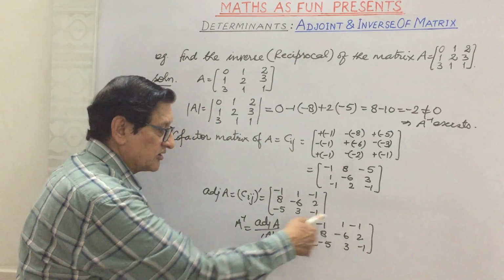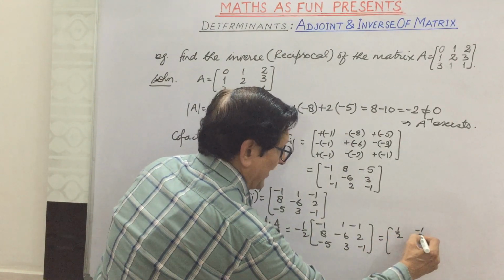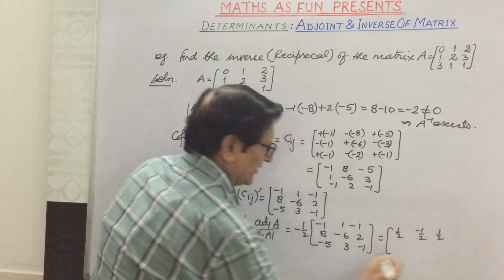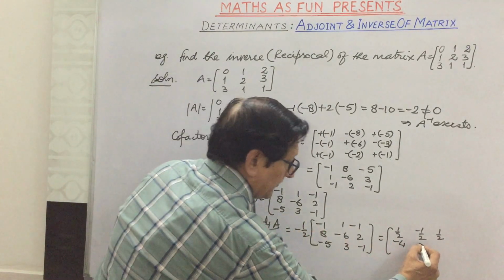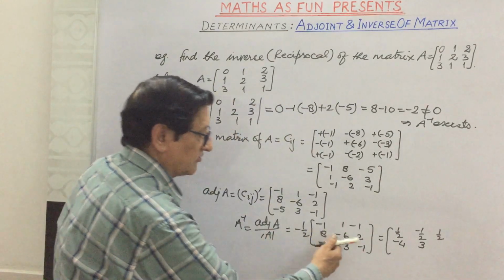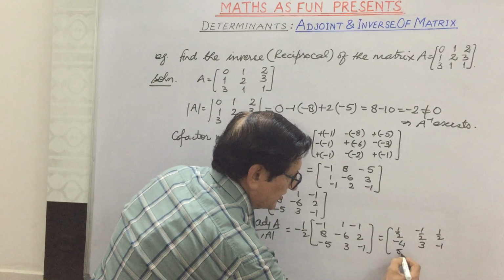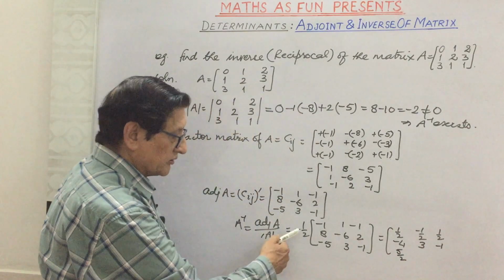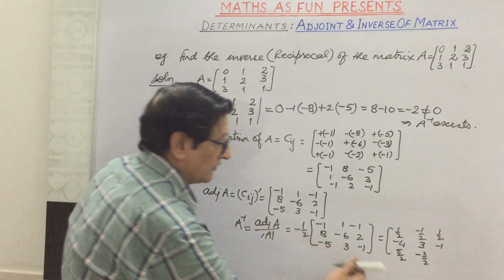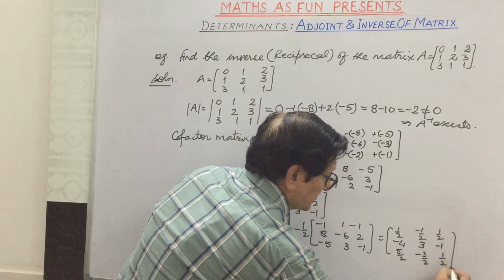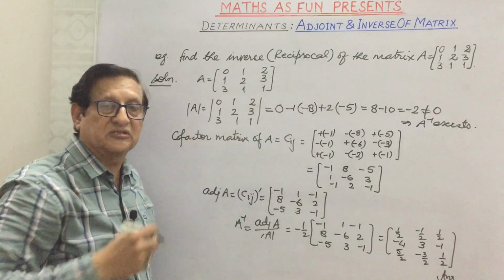If we multiply each element by minus 1 by 2, will it give us 1 by 2, minus 1 by 2, 1 by 2. This is minus 4. This will be plus 3, and this will be minus 1. This will come as 5 by 2. This is minus 3 by 2, and this will be plus 1 by 2, which is the inverse of the matrix which is given to us, that is A.